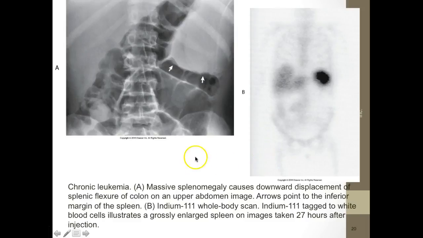All right, chronic leukemia. You'll see splenomegaly, so you can see how big the spleen is, and downward displacement of the splenic flexure of the colon in the upper abdomen. Arrows point to the inferior margin of the spleen, so you can see the flexure here and coming around. It's depressed due to the enlarged spleen. Here we give a whole body scan with tagged white blood cells, and you can see the grossly enlarged spleen on the patient.